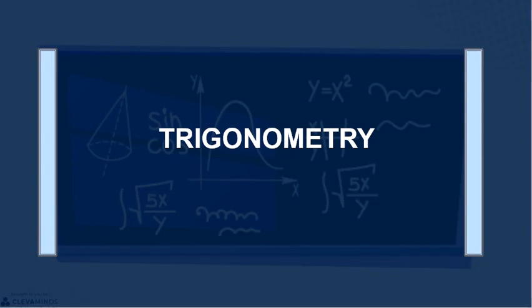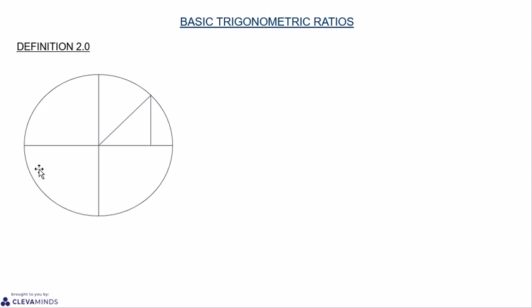This is Clever Minds. We are still on trigonometry, but in this section, we'll be looking at basic trigonometric ratios using another definition to explain what basic trigonometric ratio is all about. Now, given this plane, a circle, which has been divided into four quadrants, from what we can see here, there's a right angle triangle that has been inscribed in the first quadrant, isn't it?